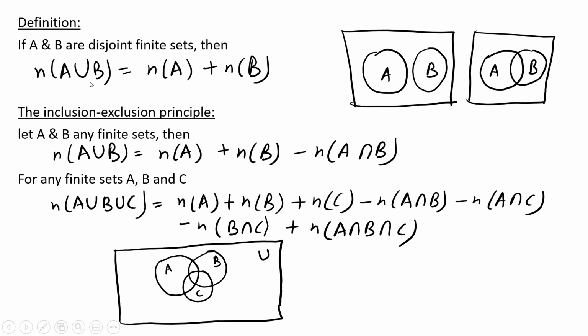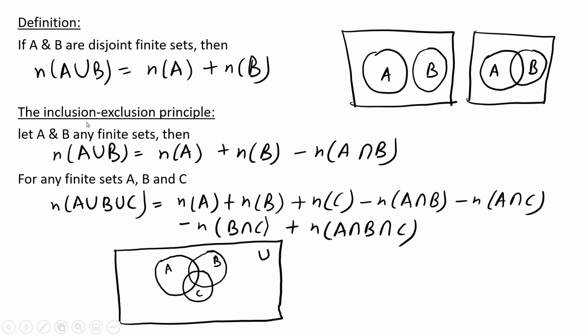We have the definition: suppose A and B are two disjoint finite sets, then the cardinality of A union B is the cardinality of A plus the cardinality of B. That means the number of elements in A union B would be the number of elements in A plus the number of elements in B. This is the case where A and B are disjoint sets and they do not have any common elements or common area.